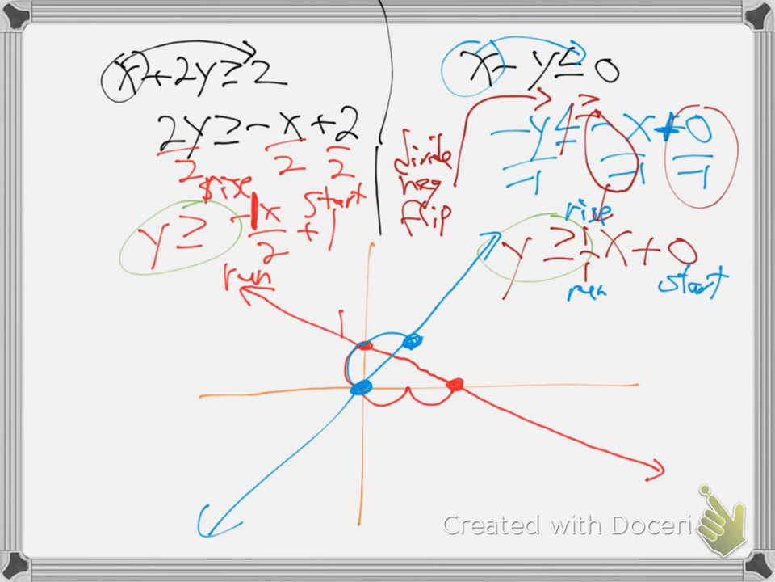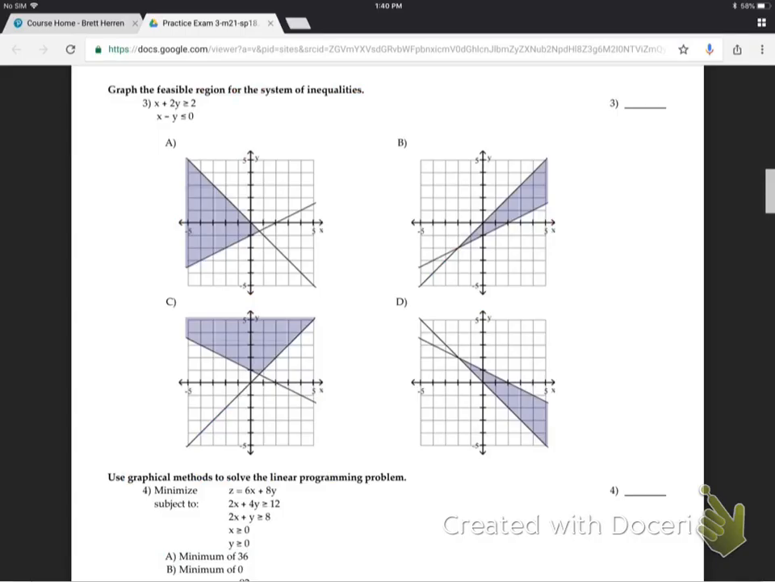Y greater. It's above both lines. What's the region above both lines? Up here, isn't it? So that's above both lines. So there it is. Which one looks like that? Yeah, see. Good for the graph ones?